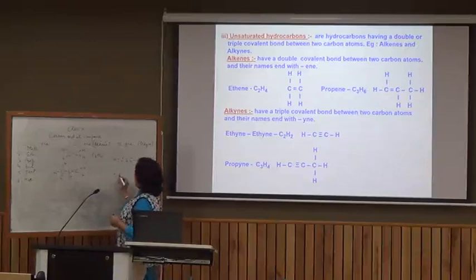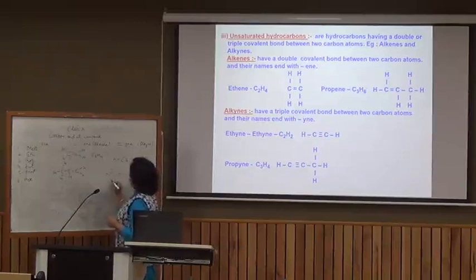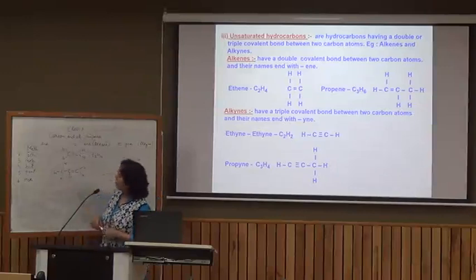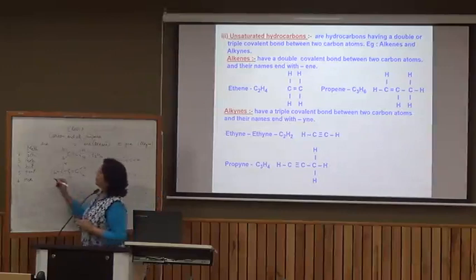Same way you can draw the second member also. Here you can see this carbon atom has completed 4 bonding, and this becomes propane. So these are the saturated and unsaturated hydrocarbons. Moreover, we can write a general formula also for alkanes.